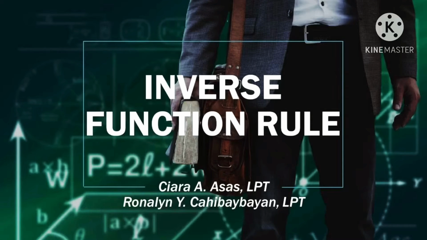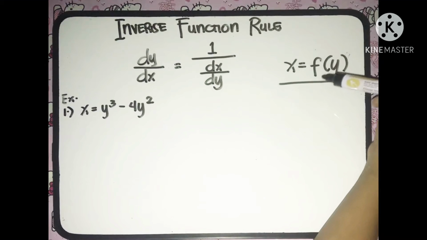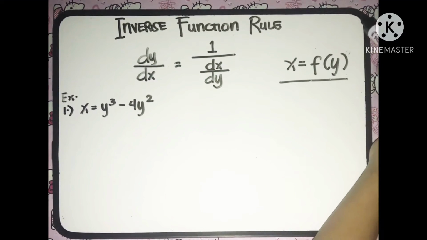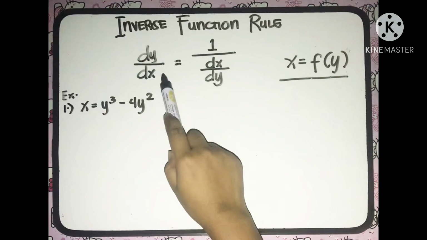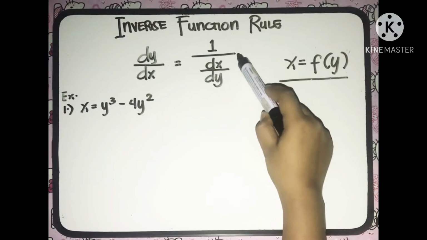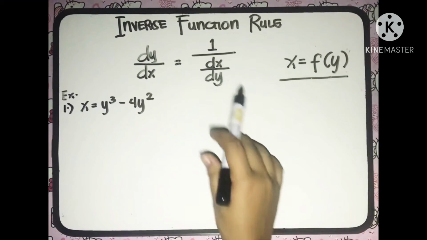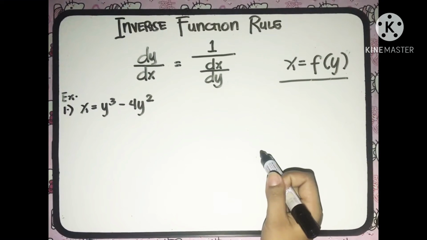Okay, so let's have the inverse function rule. Suppose that we have a given function x is equal to f of y, then the derivative of y with respect to x will be equal to 1 over the derivative of x with respect to y. So this is the formula for the inverse function rule.